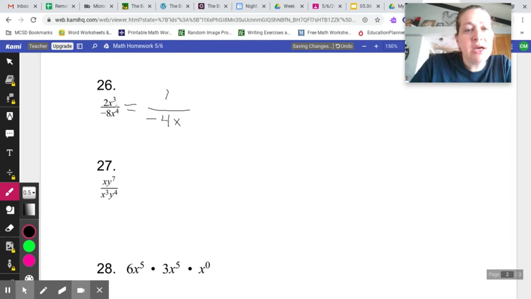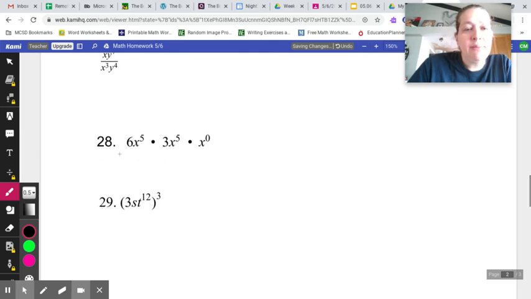Now I'm going to subtract. 3 minus 4 is 1. And we aren't going to put negative 1 because we're already putting it in the denominator, and putting it in the denominator takes care of that negative. Okay. Number 28.